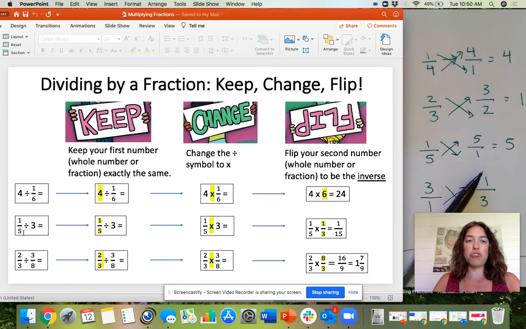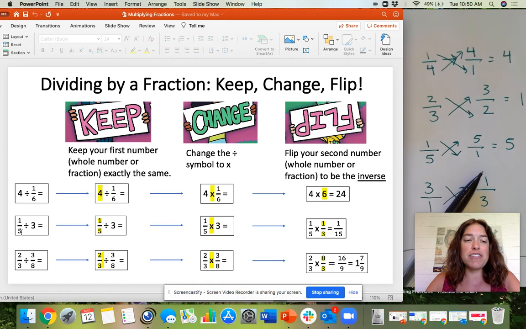Here in example 2, we're starting with a fraction. All right, don't get tricked. I don't just automatically flip every fraction. I only flip my second number. So my very first step is to keep. Remember, we keep, change, flip.